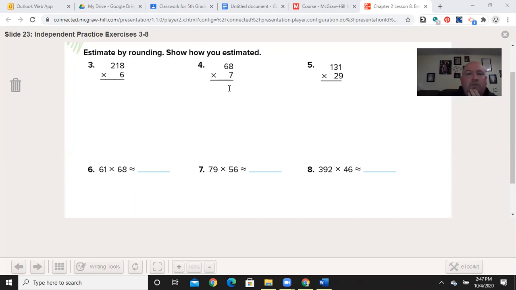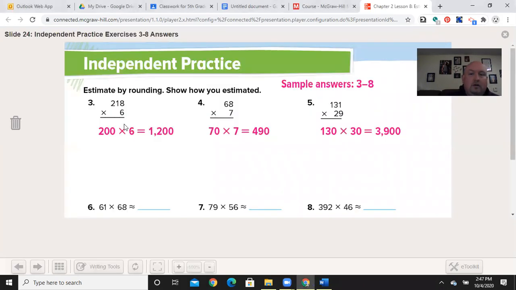Make sure you show it on your paper because that'll allow me to evaluate what your thinking is and be able to provide further instruction. So go ahead and solve these problems by rounding, and I'll see you on the other side. You may pause the video. Welcome back. Let's go to our answer key here.